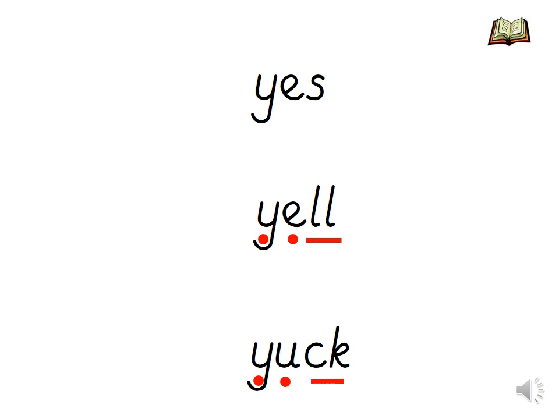Now, the next word has got a digraph in it. I've used my sound buttons to help me to spot that digraph. Let's read it together. Y. L. Yell. And the final word also has a digraph in it. I have underlined it and used my sound buttons to help me to spot that digraph. Let's read it together. Y-a-k, yuck. Can you think of something that you think is yuck?